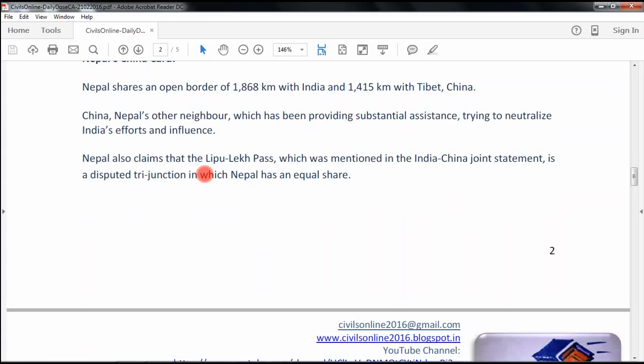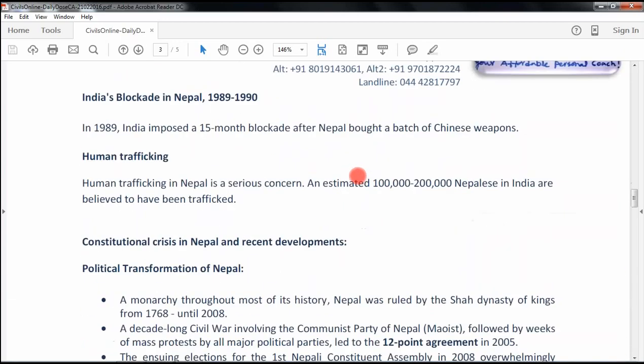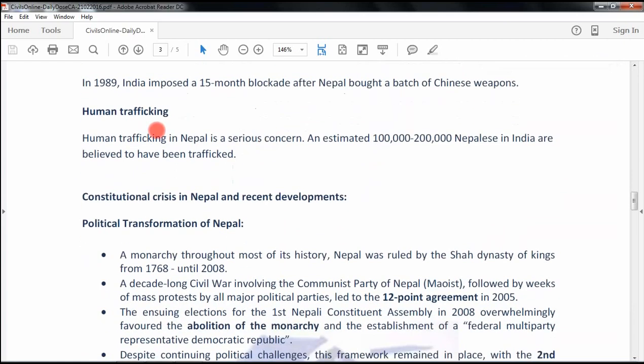Recently, Nepal also claimed that Lipu Lake Pass, which was mentioned in the India-China joint statement, is a disputed territory in which Nepal has an equal share. That's what Nepal claimed. And India imposed a 15-month blockade in 1989-1990 when Nepal bought a batch of Chinese weapons. Human trafficking in Nepal is a serious concern, and many thousands of Nepalis in India are believed to have been trafficked.